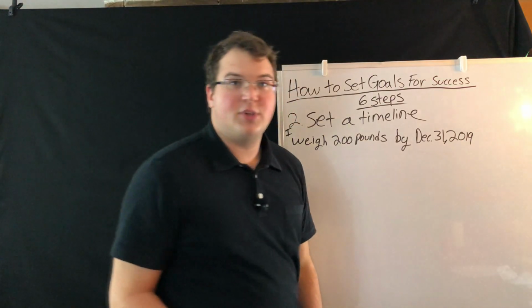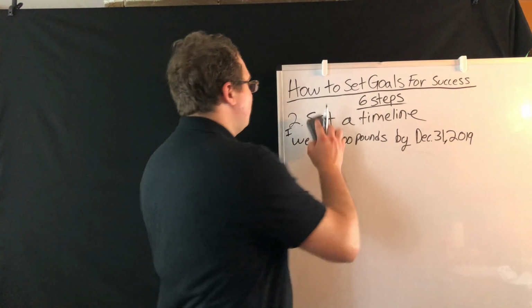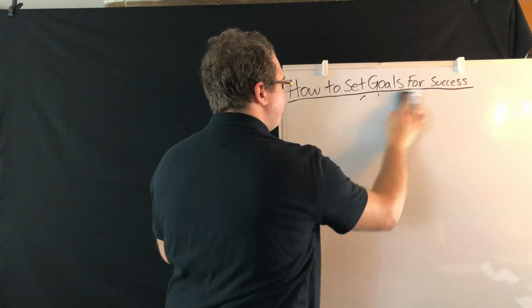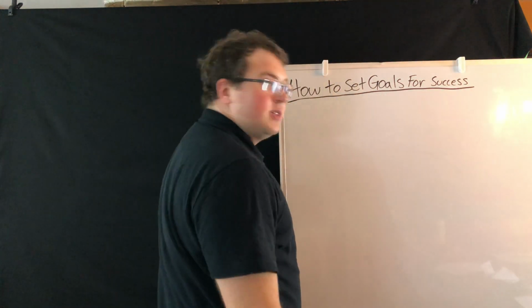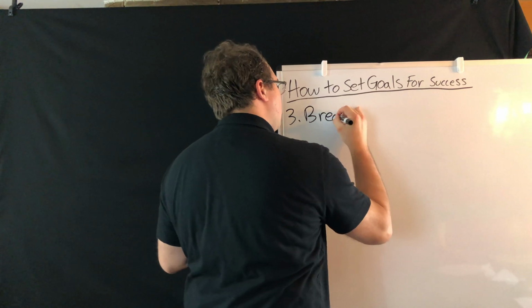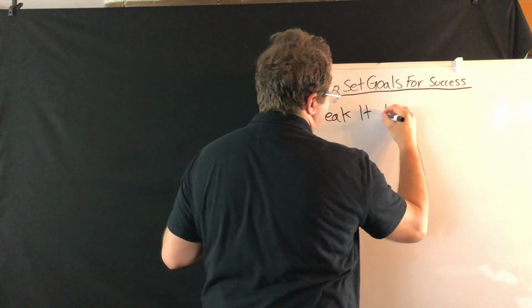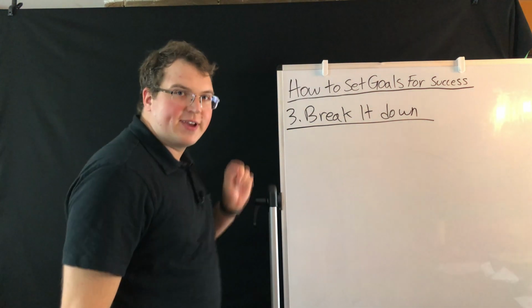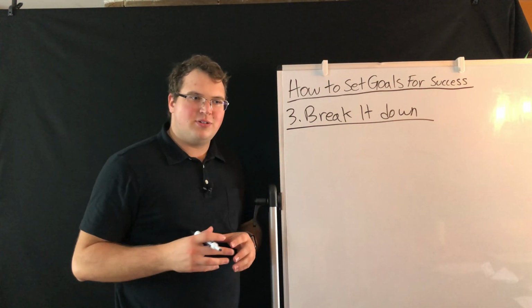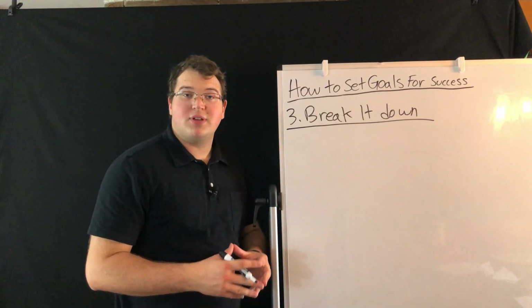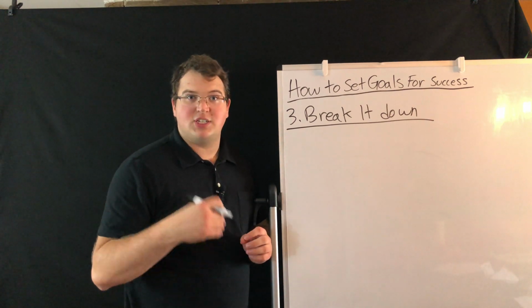All right? Cool. So now that we have the second step, which was set goals, we have the first step, decide. Second step, set a timeline. The third step is to do this. We are going to break it down. What do I mean by that? Simple. We're going to break our goal down into smaller goals, into smaller bits and pieces and chunks. So we have a playbook and we have a roadmap to how we're going to achieve that massive goal.